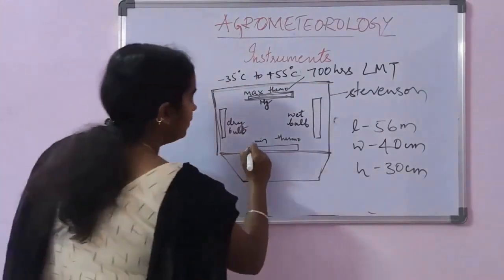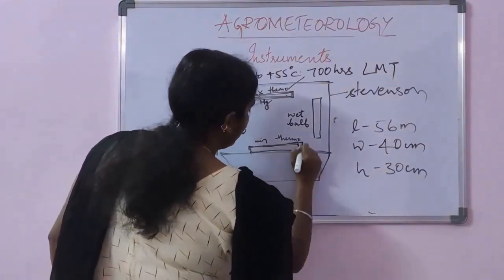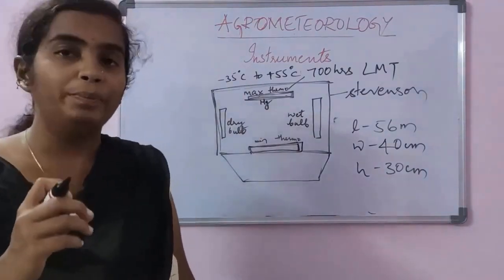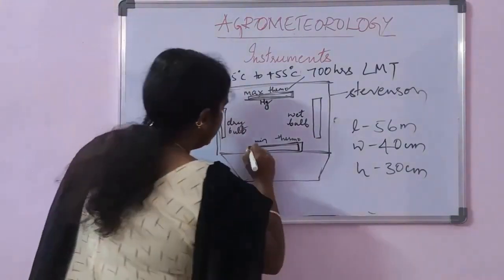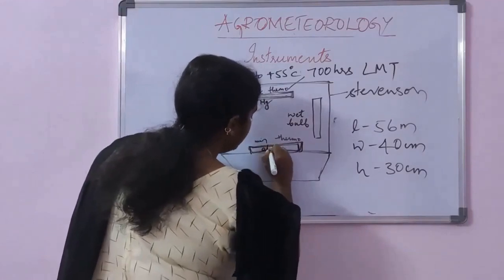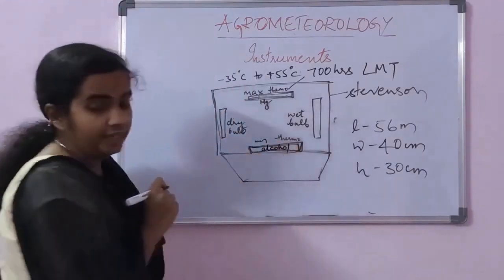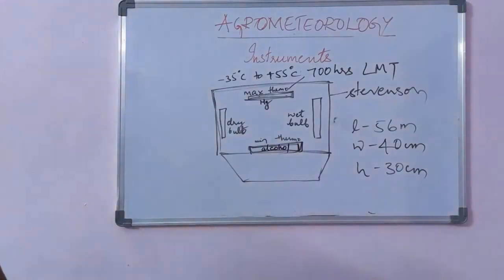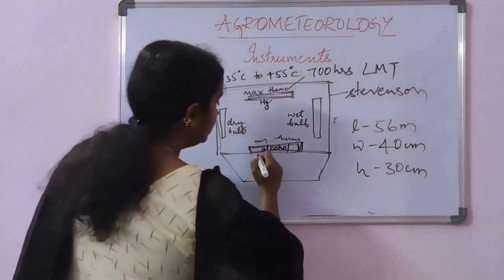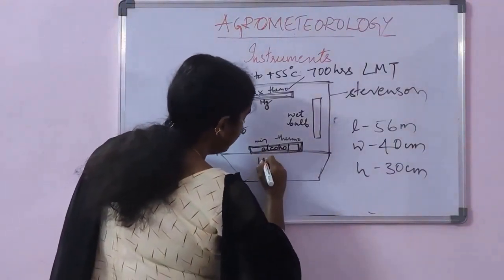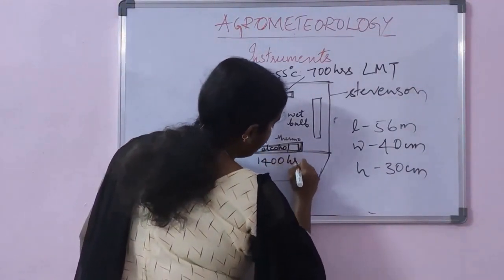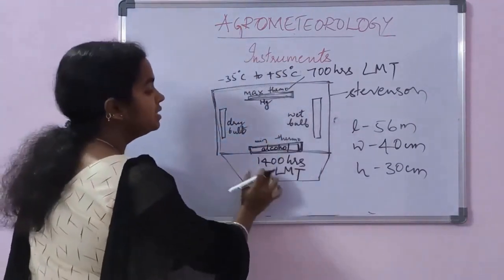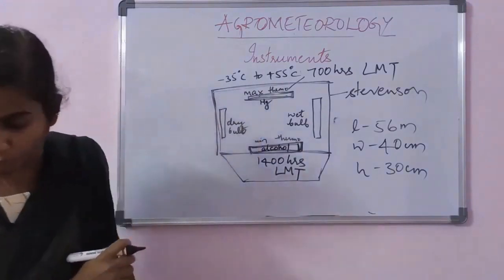Now we will study the minimum thermometer. This minimum thermometer is used for measuring the minimum temperature in a day. This contains alcohol, and this minimum thermometer will be set at 1400 hours local mean time. So this is about the minimum thermometer.